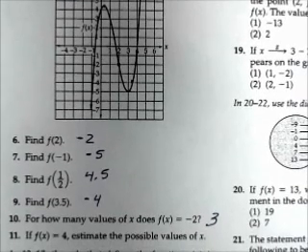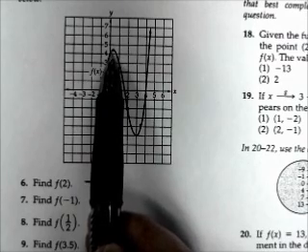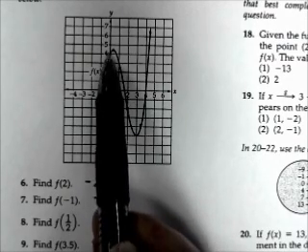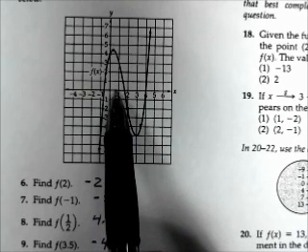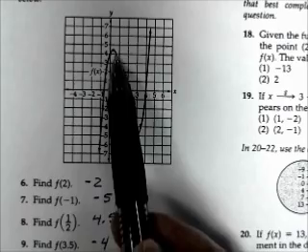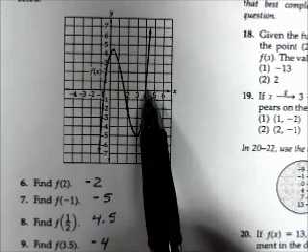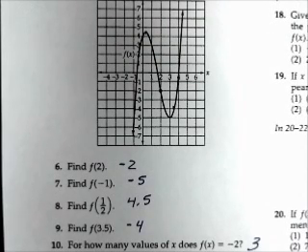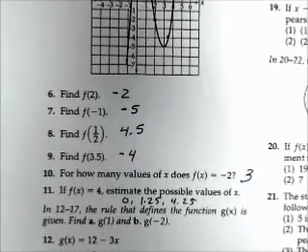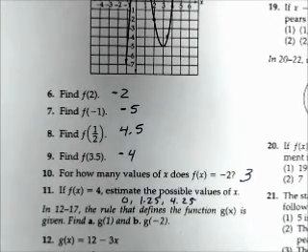If f of x equals 4, estimate the possible values of x. If f of x equals 4, so if our y is 4, the possible values of x would be 0, about 1 3/4, and then over here, maybe 4 1/4. So that was 0, 1 1/4, 1.25, and 4.25. So 0, 1.25, and 4.25.